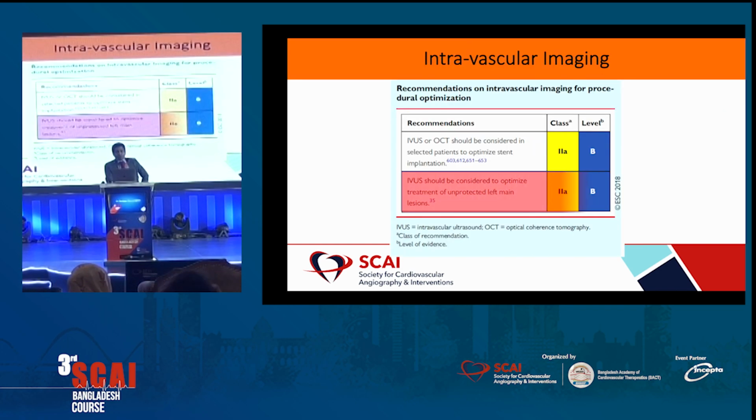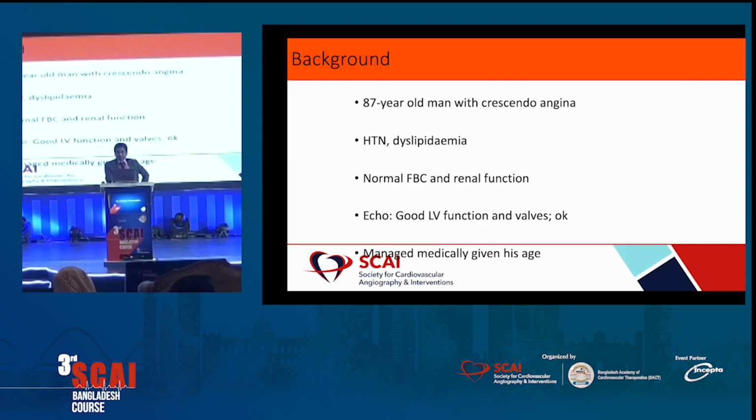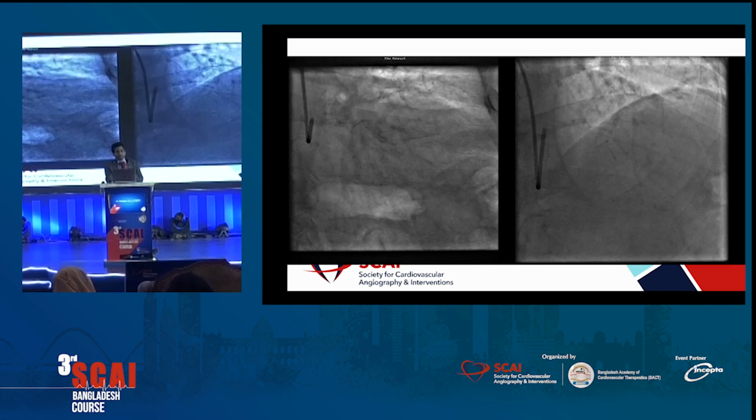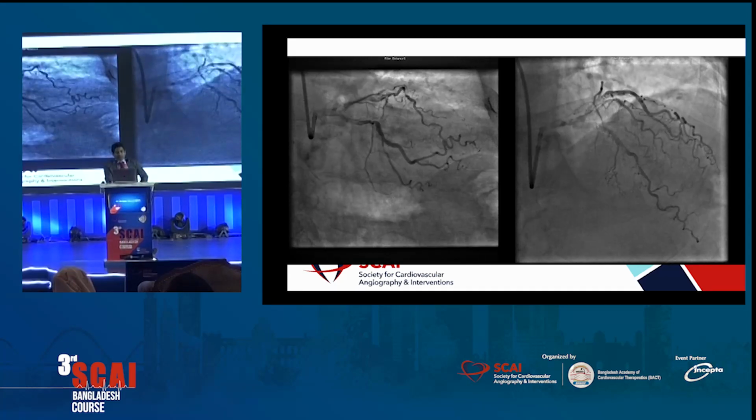Intravascular imaging should strongly be considered when treating patients with a left main stem angioplasty, whether it's elective or ACS, and there's a class 2 indication from the ESC guidelines. So I would like to show some cases. This gentleman had almost an ACS presentation because he's been having crescendo angina. He's 87 and had good LV function. He was symptomatic despite two anti-anginal therapies, and he was admitted with chest pains at rest.